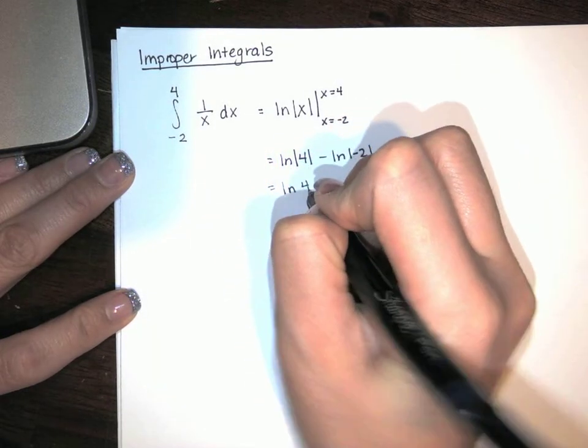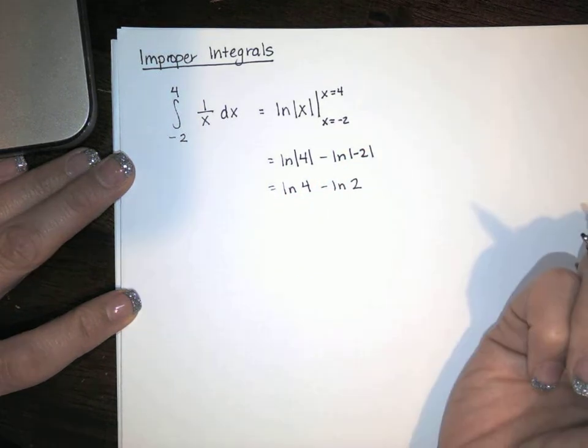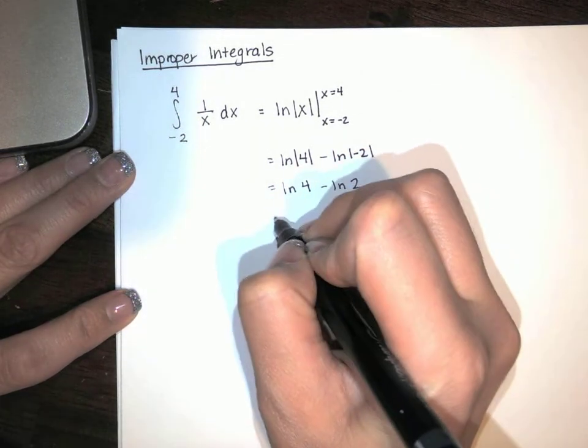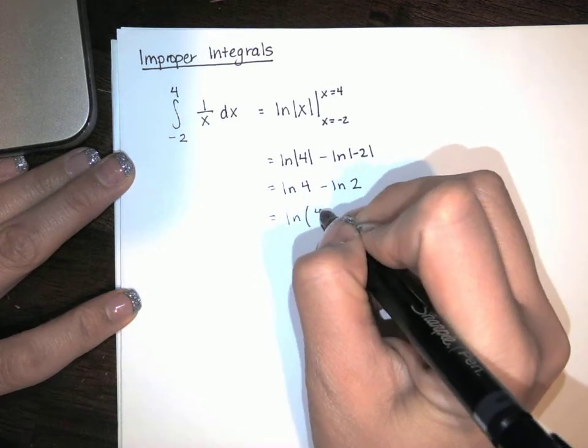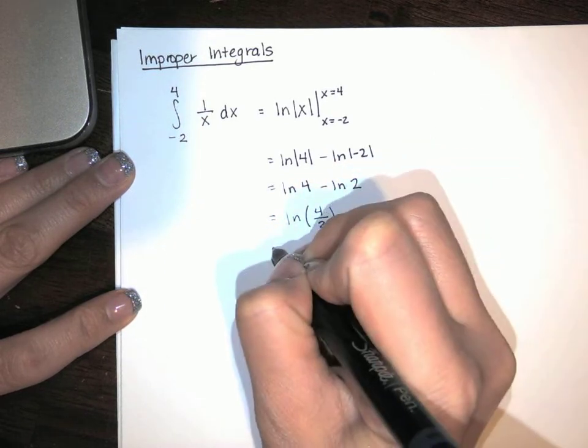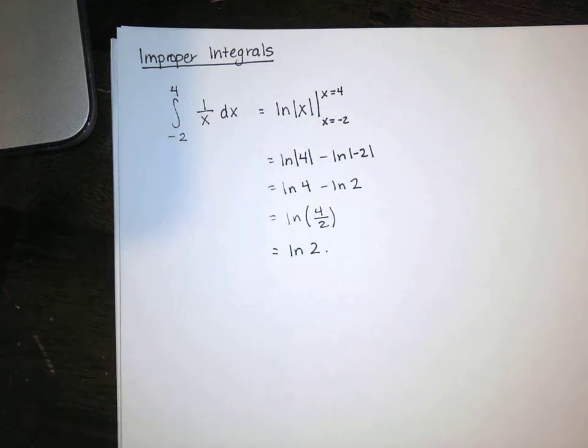The absolute value of 4 is 4, and the absolute value of -2 is 2. And if you want, you could use log properties to simplify. Log of a minus log of b is log of a over b. So I get this. This is wrong. I made a mistake somewhere.